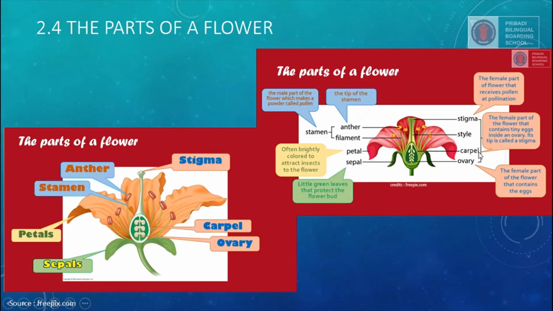There's also the ovary here that will contain eggs, and there is the carpel. The carpel is the part of the flower that protects the ovary, and then the top is called the stigma.